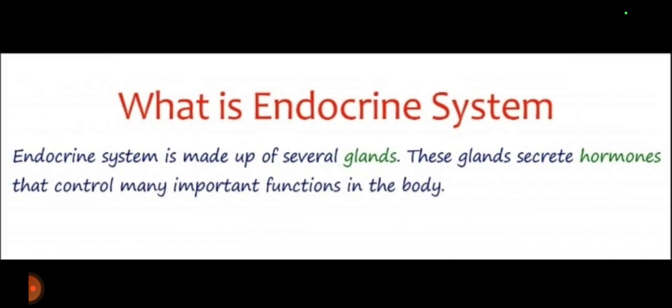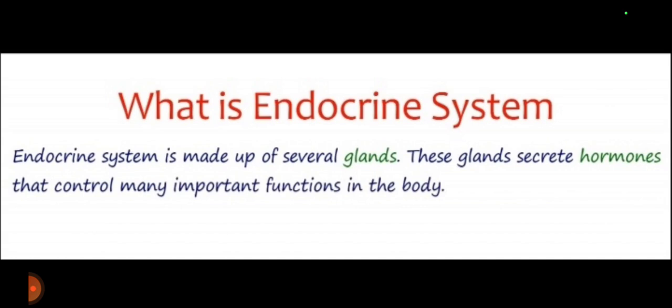Today we are going to learn about the endocrine system, its glands and hormones. What is the endocrine system? The endocrine system is a mixture of several glands. What do these glands do? These glands secrete some hormones, and these hormones control many important functions in our body.